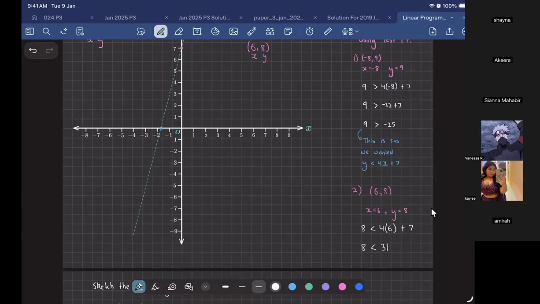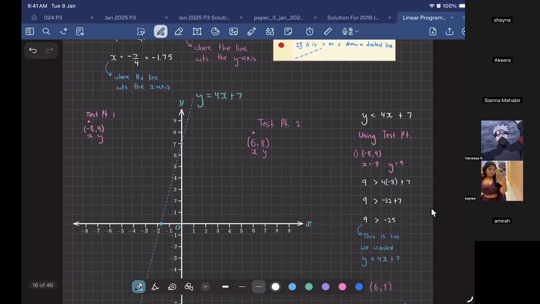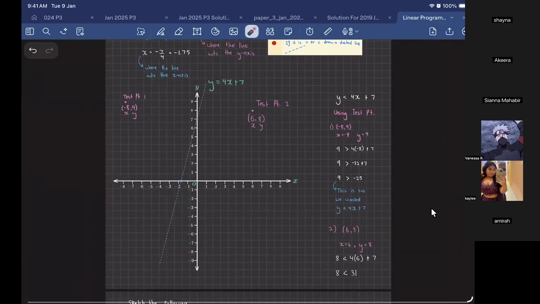Does this satisfy the inequality? Yes, sir. Yes, because we wanted to find the region for which y is less than 4x plus 7. So long story short, if you take any point in this other region, you know what's going to happen? The y value is going to be less than the 4 by x plus 7 value. That's it.